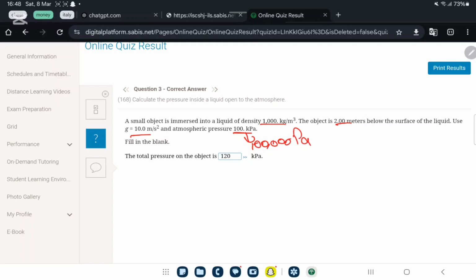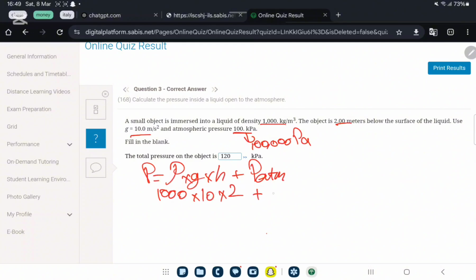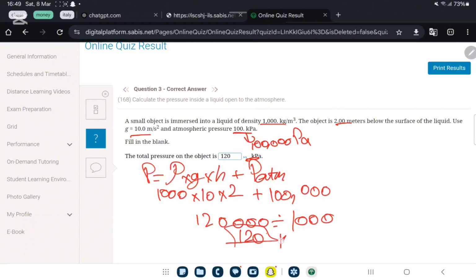To find the pressure when the surface is open to atmospheric pressure, you get pressure equals density times G times H plus P ATM, atmospheric pressure. Density is 1000, G is 10, and H is 2, plus PATM 100,000. You put it in your calculator, 1000 times 10 times 2 plus 100,000, you get 120,000. They want the answer in kilopascals, so you divide by 1000 and it's 120 kilopascals.